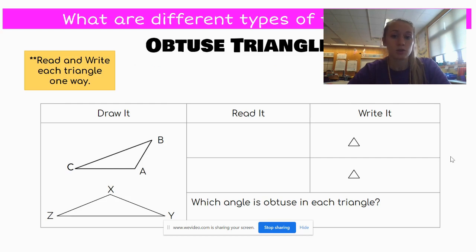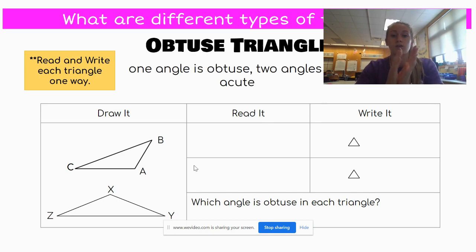And then we have an obtuse triangle. An obtuse triangle has one angle that is obtuse. The other two are acute. So it's always important to pay attention to one of the angles to find out, is it obtuse, is it right, or is it acute? And that'll help you identify what type of triangle it is. So this one here, we can see that this point A, this angle A, is an obtuse angle. So that makes it an obtuse triangle.